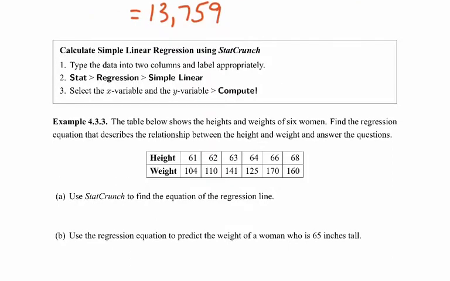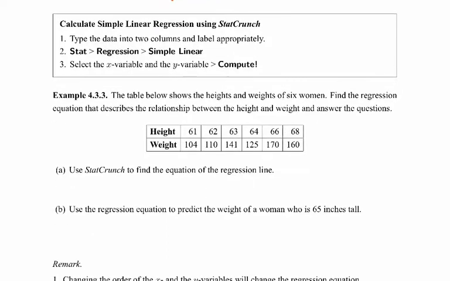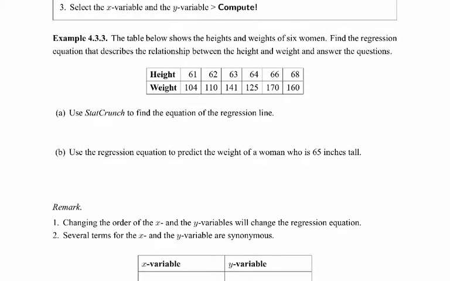To find the linear regression using StatCrunch, it's the same thing we talked about in the previous lesson. You put your two columns in and label them. Go to Stat, Regression, choose Simple Linear, select the X variable, select the Y variable, and click Compute. For example, we've got a table that shows the height and weight for 6 different women. Find the regression equation that describes the relationship between height and weight and answer the questions.